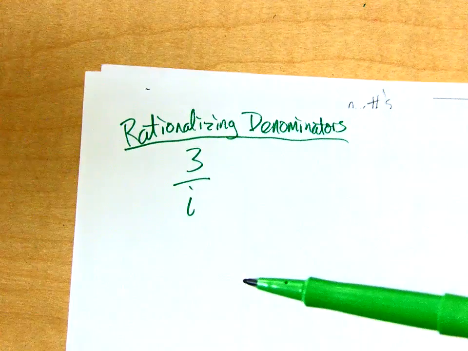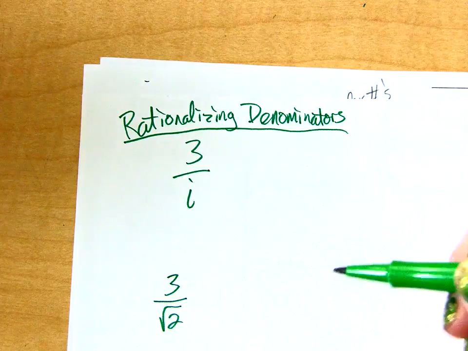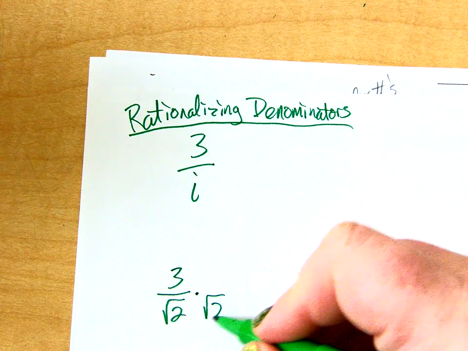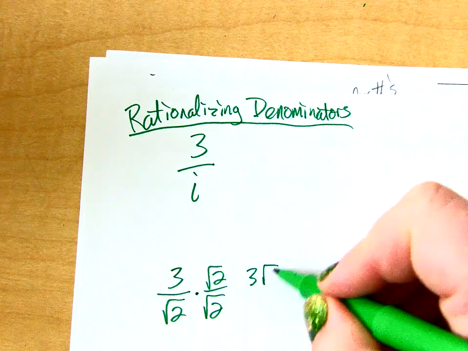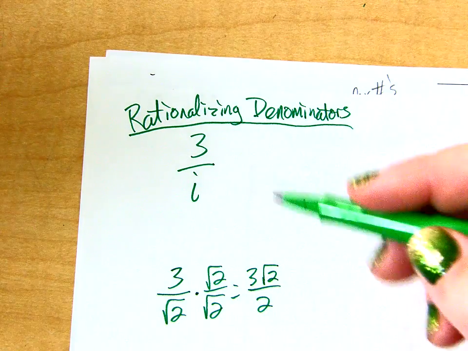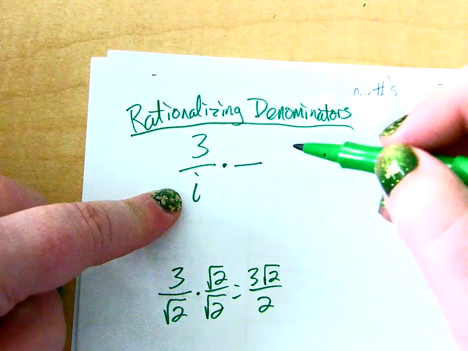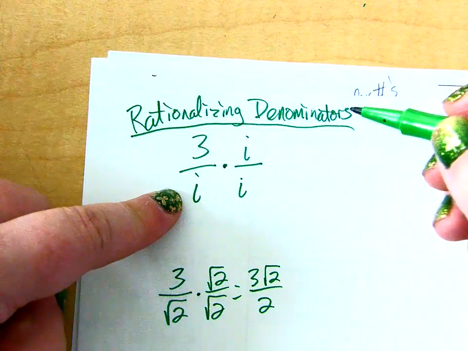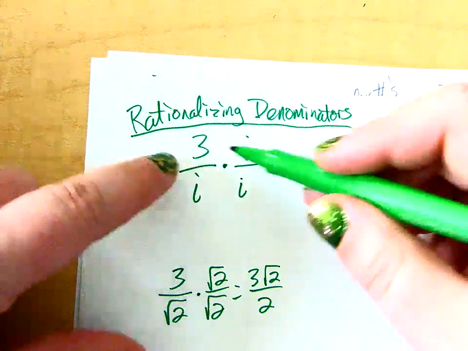So, do you remember how you handle it if I had something like 3 over the square root of 2? I multiply by square root of 2 over square root of 2, which is just 1, but then that gets rid of the square root in the denominator, okay? I use the same exact idea here, so I'm going to multiply by i over i. i over i is still just 1.